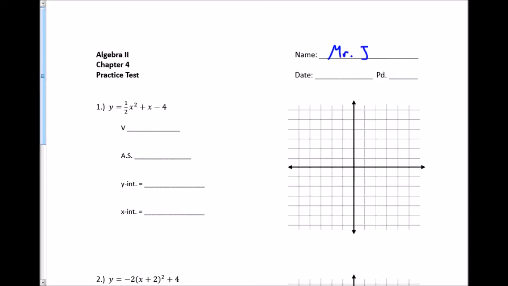If you look at the first one, we want to find all this stuff and then graph it. The first thing we need to find is the vertex. When I'm in standard form like this, y equals ax squared plus bx plus c, to find the vertex, I'm going to do the opposite of b over 2a.